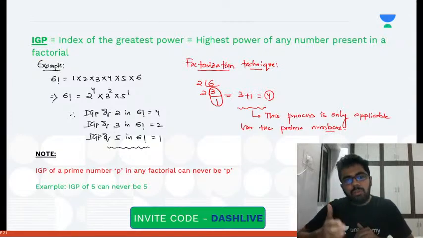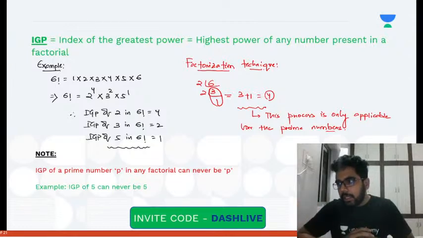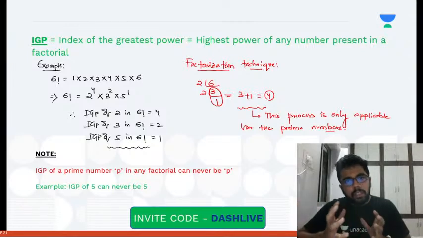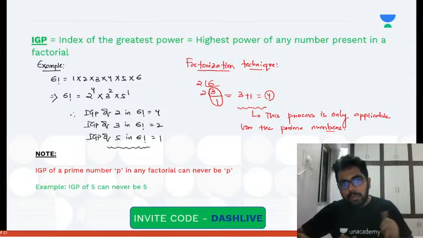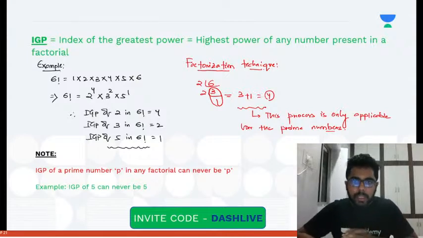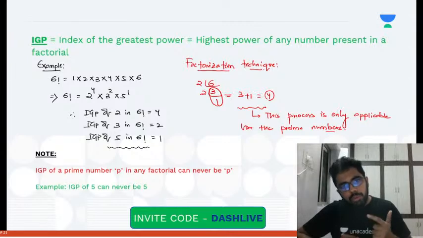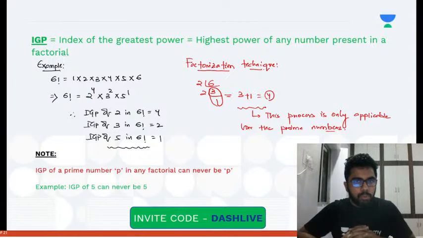So when I write 1 into 2 into 3 into 4 into 5 into 6, if I try and prime factorize 6 factorial, I see there are only 3 prime numbers till 6 factorial: 2, 3 and 5. Now how many 2's are there? If you count, is it making sense that there will be 4 2's? There is a 2 in 2, there are 2 2's in 4, and there is a 2 in 6. So in total I have 4 2's, so 2 to the power 4.